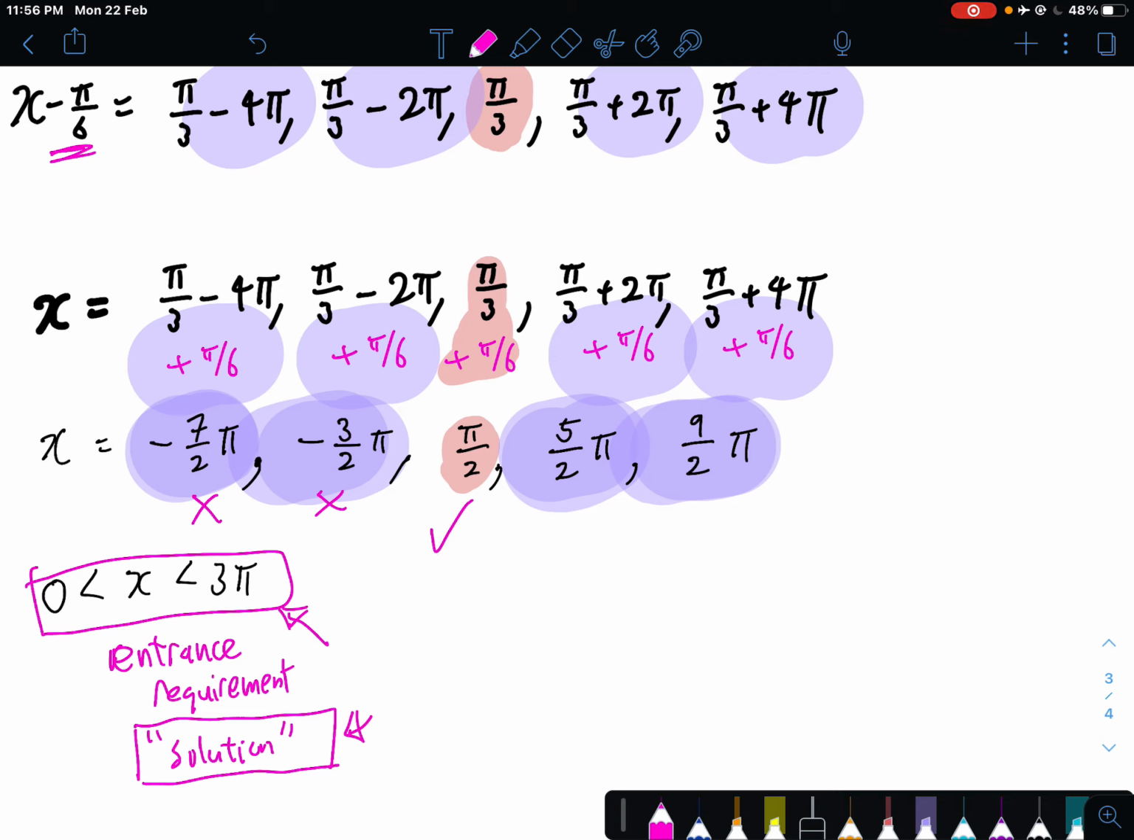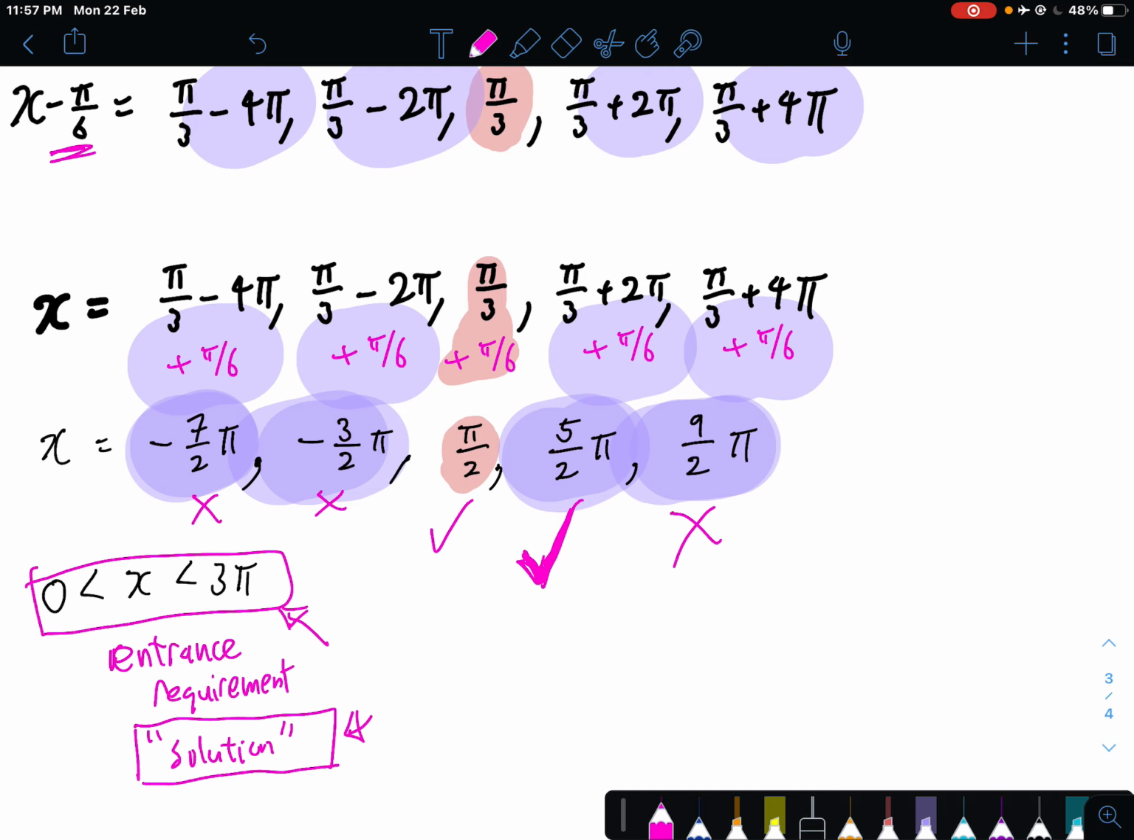But pi by 2 is definitely inside. But what about 5 over 2 pi and 9 over 2 pi? 5 over 2, of course, is just 2.5. Is 2.5 inside 0 to 3 pi? Yes, it is. 2.5 is less than 3, so it must be inside. So we have found an extra solution. How about 9 over 2 pi? 9 over 2 is really just 4.5. This one is outside already, so it's no longer part of the solution.